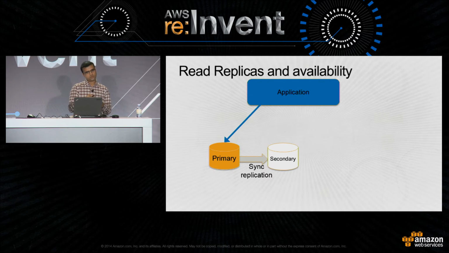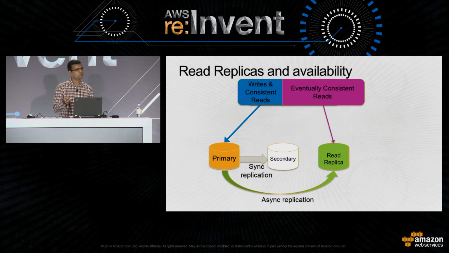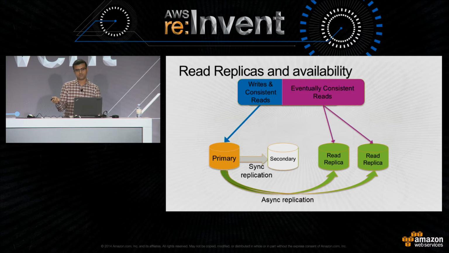A lot of our customers also use read replicas for scaling their read-heavy workloads. So you can create a read replica of a multi-AZ instance, like here. You can use the read replicas to serve eventually consistent reads, and you can use your primary instance to still serve writes, to perform writes as well as serve consistent reads. You can also scale your read traffic by adding more replicas.